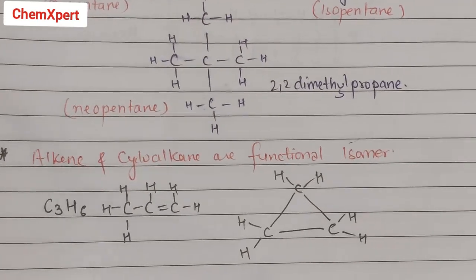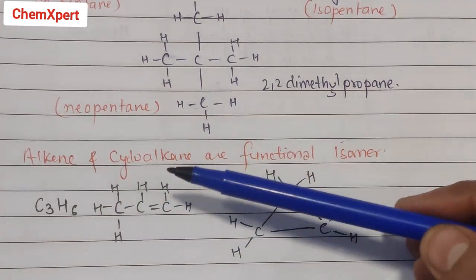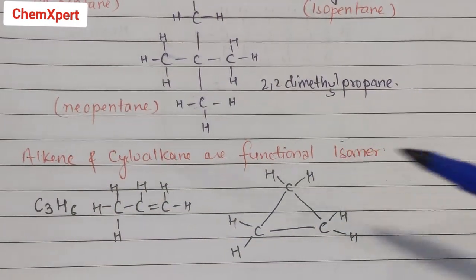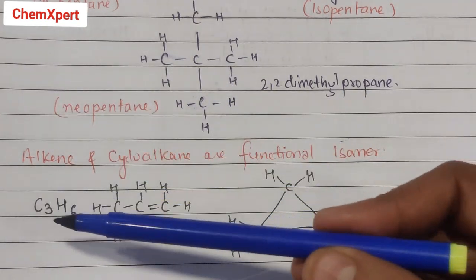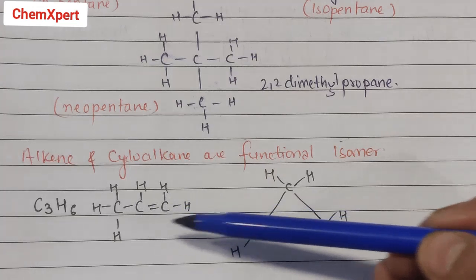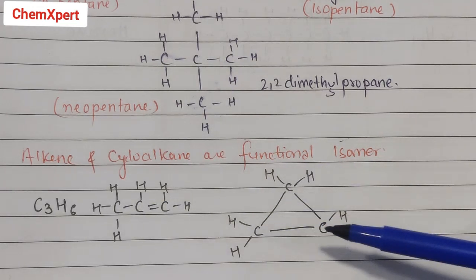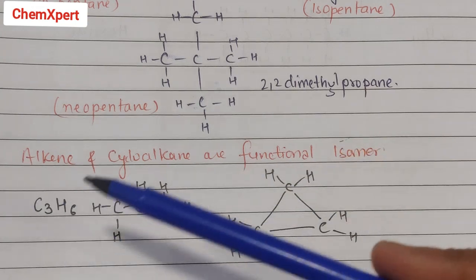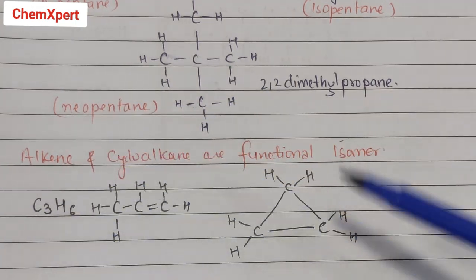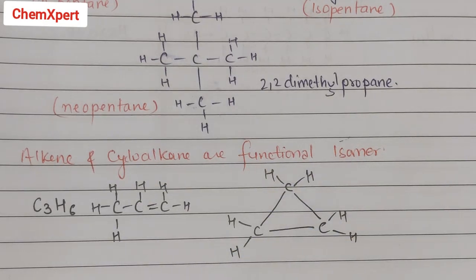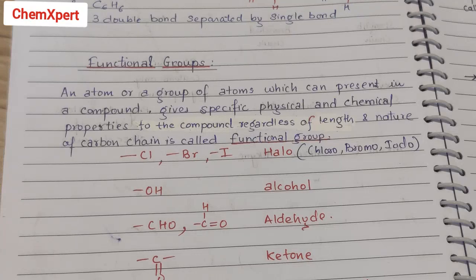And one higher order thinking skill question here is that alkene and cycloalkane are functional isomers. That is, they have the same general formula, C3H6. So alkene contains 3 carbon with 1 double bond. Here, 3 carbon in a cyclic structure and 6 hydrogen. So what is the relation between alkene and cycloalkane? Both are functional isomers.